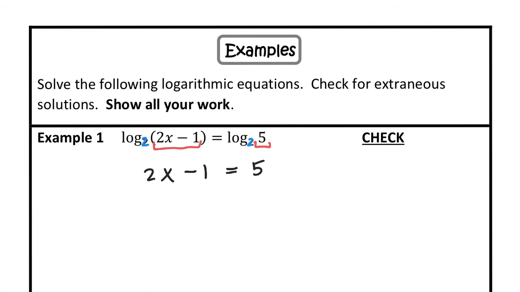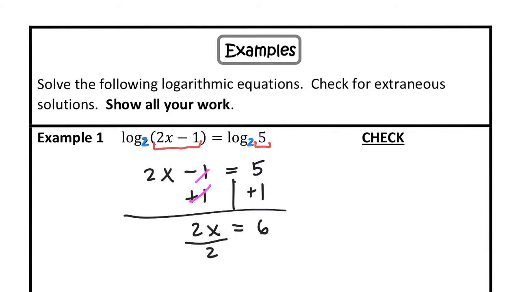So 2x minus 1 equals 5. I can solve for x. Add 1 on both sides. These are going to cancel. Then I get 2x equals 6. Divide both sides by 2. x equals 3. But before I box my answer, I'm going to check my solution.